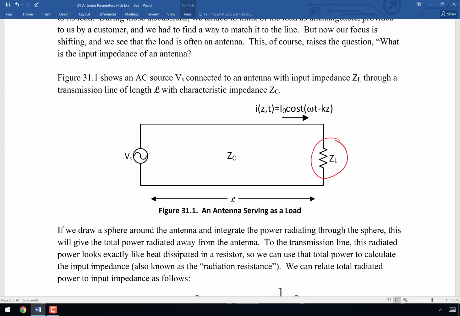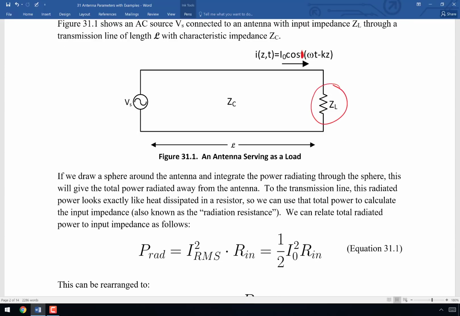You can see here, this over here is actually the antenna, and we're sending it a, oh, that shouldn't say cosine of, that should just say cosine right there. We are sending it a sinusoidal signal, and it's going to have a frequency of omega and a wave number of k, and the length of the transmission line is L. So if we draw a sphere around the antenna, so whatever this antenna is, let's imagine that we've got a dipole antenna that's over here.